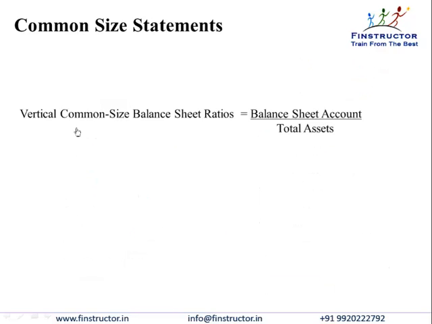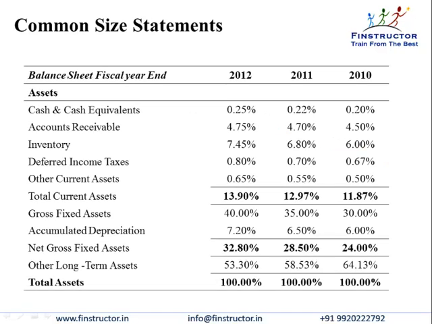Vertical common sized balance sheet ratio similarly is each balance sheet account divided by the total assets, or we can say the total liabilities plus shareholders' equities. That's the basic accounting equation. So we see for the year 2012, cash and equivalents are about 0.25% of the total assets, so not much cash that the company is holding. Receivables are about 5%, 8% inventory. Current assets are about 14% of the total assets.